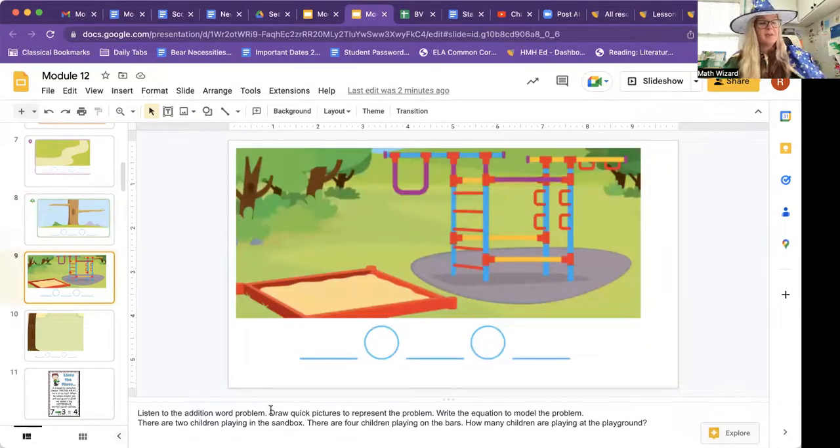All right, here we go. Listen to the addition word problem. Draw quick pictures to represent the problem. Write the equation to model the problem. There are 2 children playing in the sandbox. There are 4 children playing on the bars. How many children are playing at the playground?